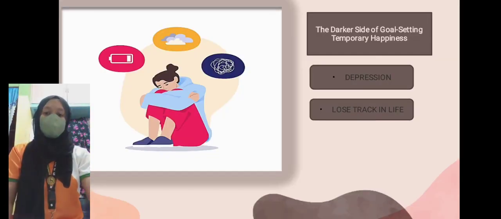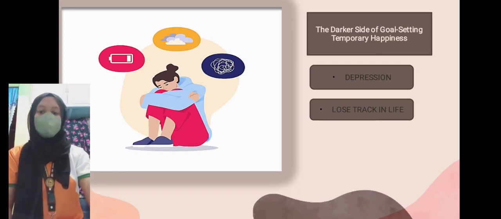The darker side of goal setting: temporary happiness. Instant gratification predominates in today's society. Situations arise where specific goals may lead to temporary happiness. Often this brief happiness is associated with the lesser good, which promises immediate pleasure and is more tempting in comparison to the greater good, which may require more sacrifice and effort.